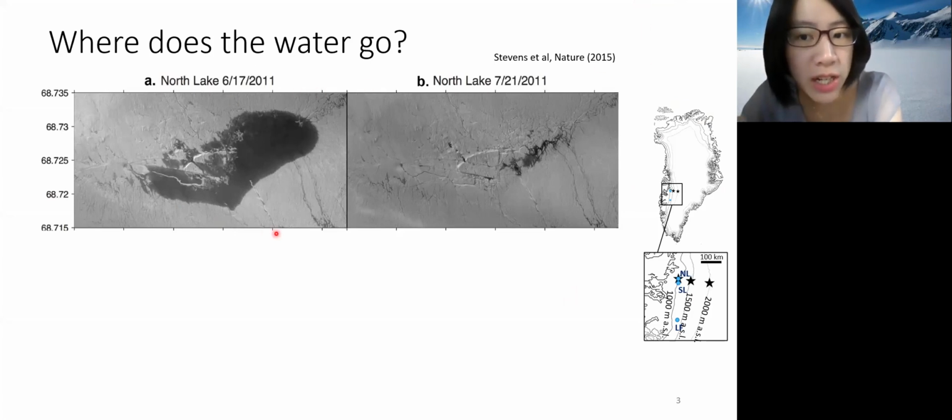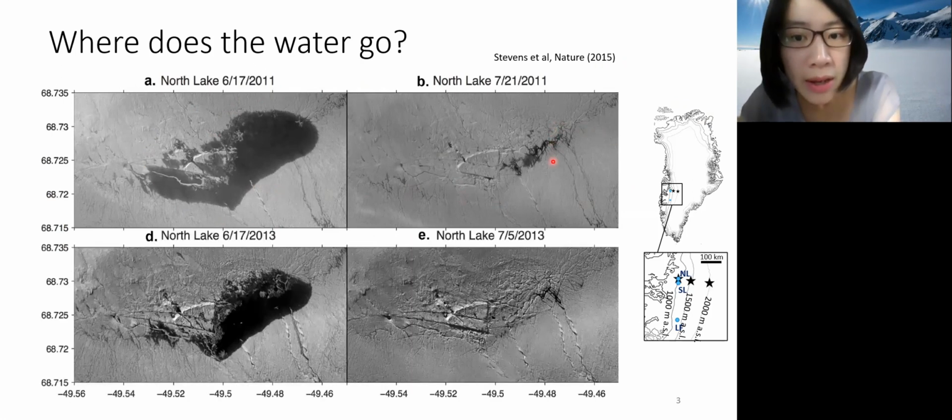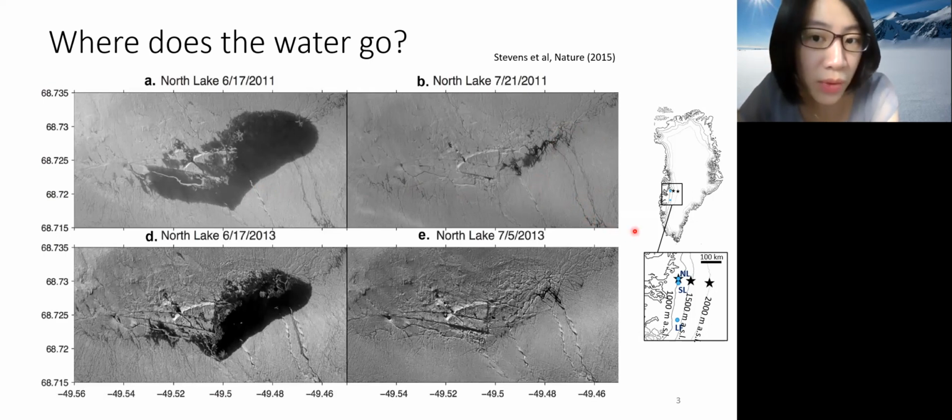This is the observation of North Lake, which drains through a fracture and is almost entirely emptied within a few hours. The same observation of lake drainage can be found in different years and occurs around the same time of year, in June and July.